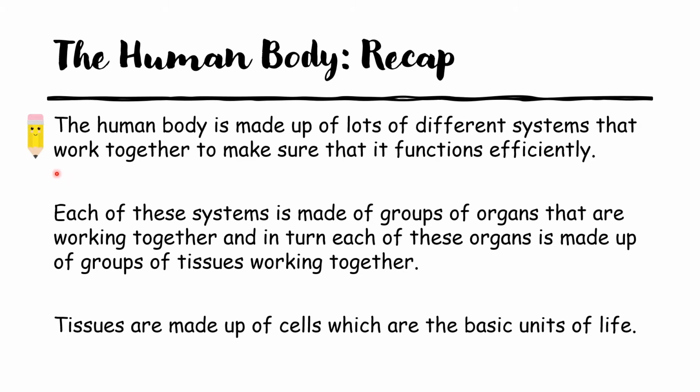Okay, so we know that the human body is made up of lots of different organ systems, and those work together to make sure that our bodies function efficiently and that we're kept healthy. Now, each of those organ systems is made up of groups of organs that work together, and in turn, each of those organs is made up of groups of tissues that work together, and we know that tissues are made up of really similar cells. And remember, cells are the basic units of life.